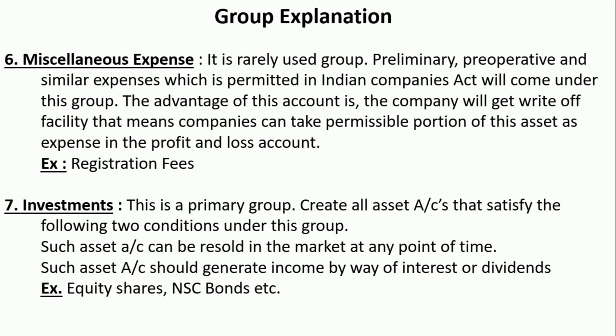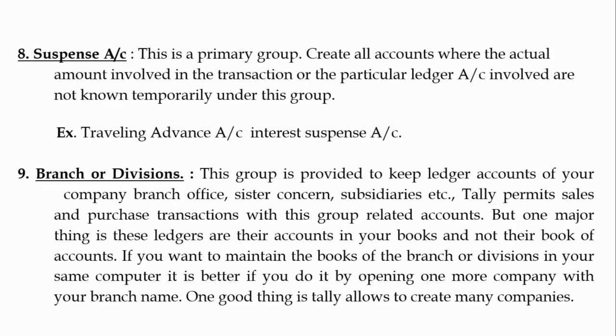Next one, seventh main group or primary group is investments. It is to create all asset accounts that satisfy the following two conditions under this group. For example, such asset accounts can be resold in the market at any point of time, maybe shares. Such asset accounts should generate income by way of interest or dividends. Okay, maybe equity shares, NSE bonds will come under investments. Even you can take pygmy under investments.